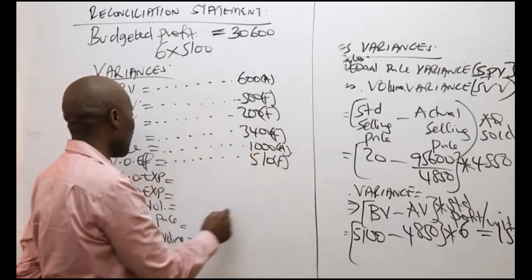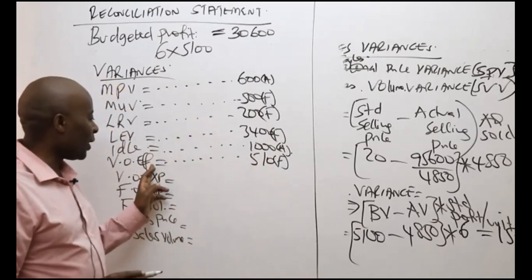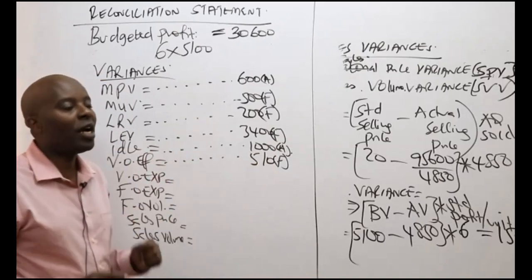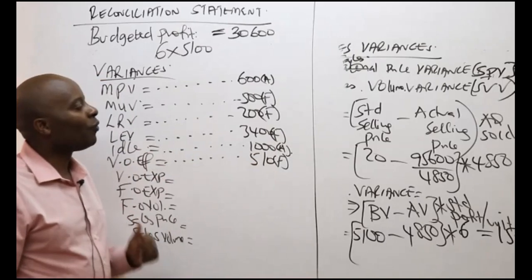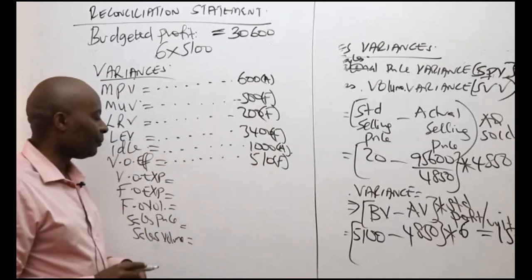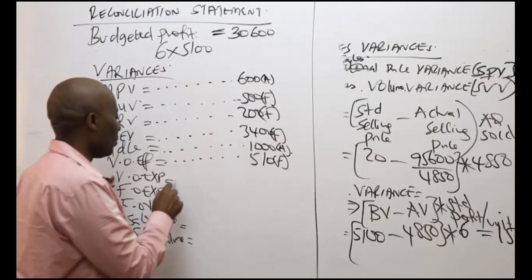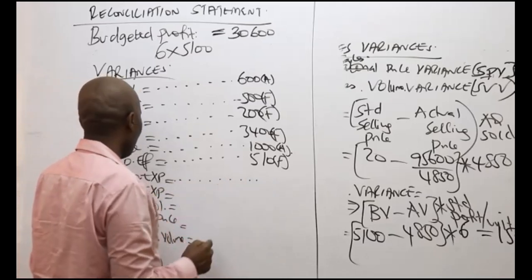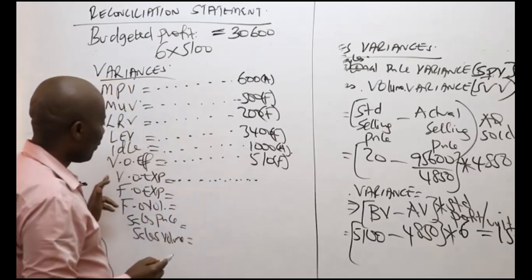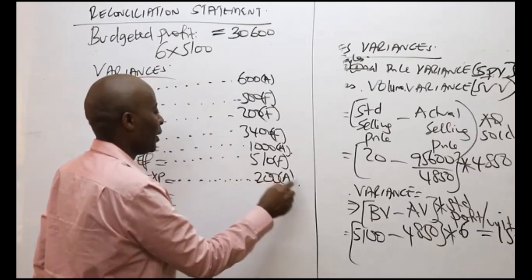510F. Are you sure? Variable, please again look at this keynote. Variable overheads efficiency variance. Is it 510 favorable? Someone to confirm for us. Is it 510 favorable? Really? Yes. How about variable overhead expenditure? What do we have here? Somebody, variable overhead expenditure variance. 200 adverse. Thank you very much.